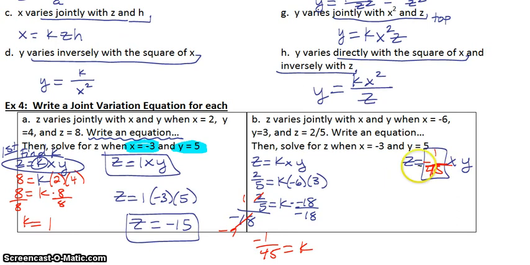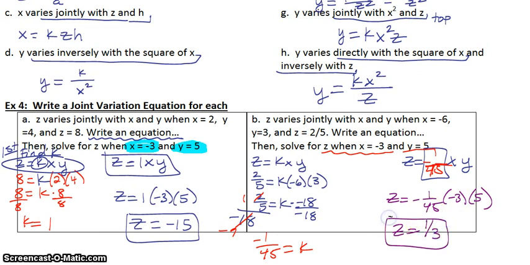Alright, and then part 2, solve for z when x is -3 and y is 5. So same thing we did before, just plug in x and plug in y, and then I'm going to figure out what that is. And I end up getting -15 over -45, so that would be 1/3. Alright, make sure you write down your questions.